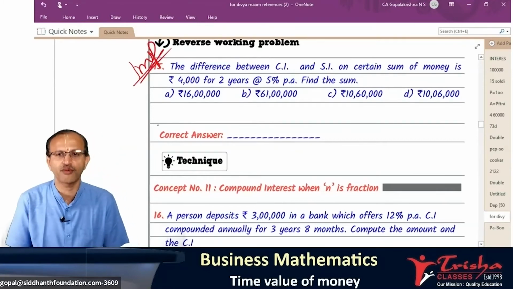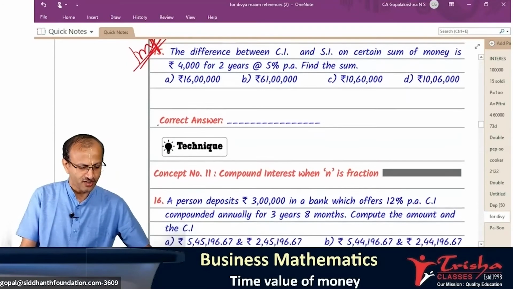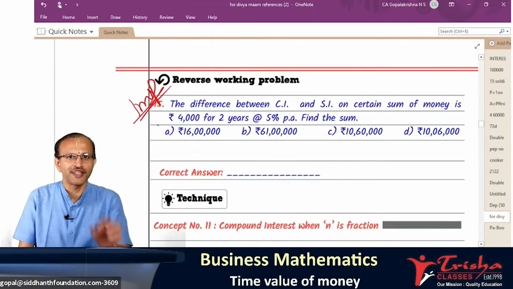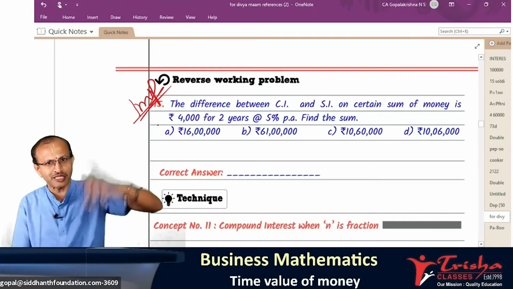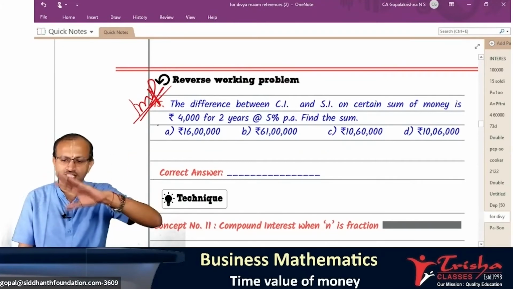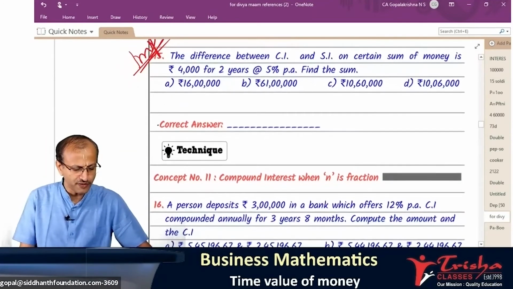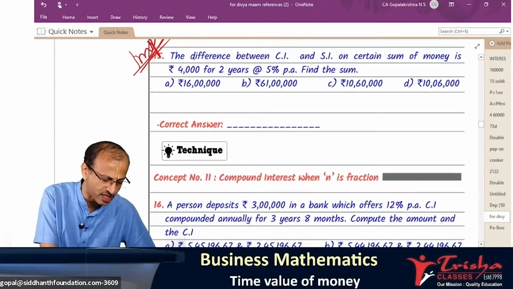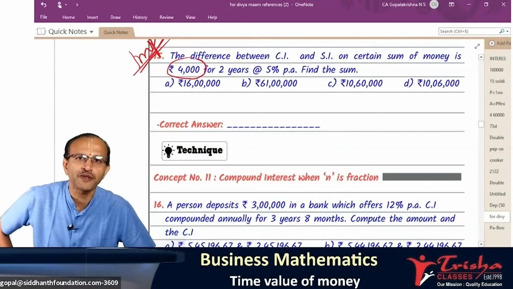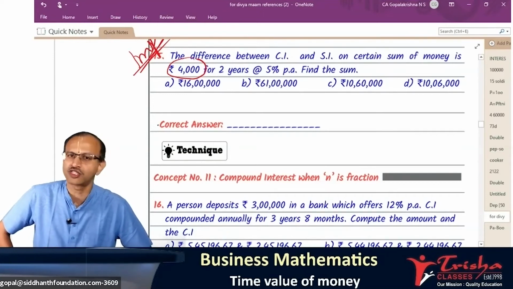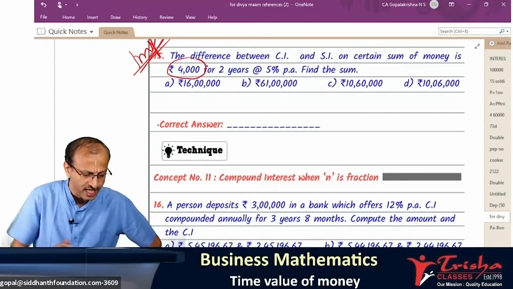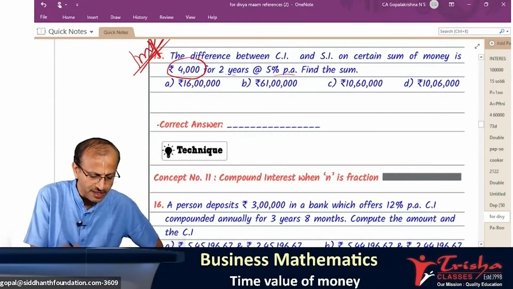Shall we work out question number 15 on your screen? Okay. The difference is given, what is the principal? That's why it is named a reverse working problem. Earlier principal was given, what is the difference? Okay. The difference between CI and SI on a certain sum of money is rupees 4,000. Is 4,000 your deposit? No. Is it your principal? No. Is it your amount? No. It is the difference. It is the difference between CI and SI for 2 years, at 5% per annum.